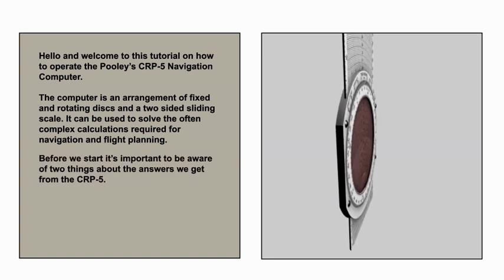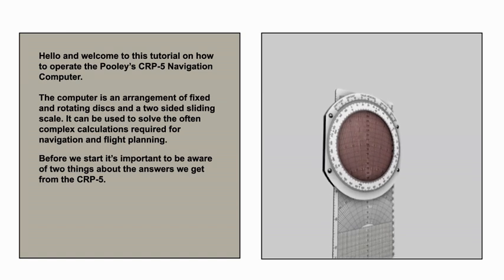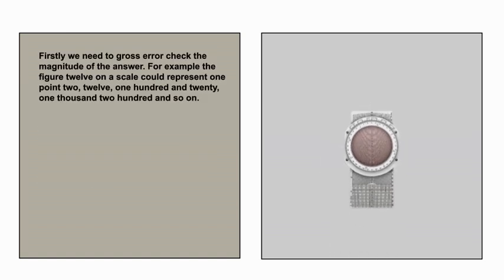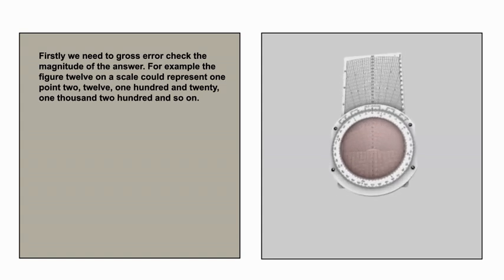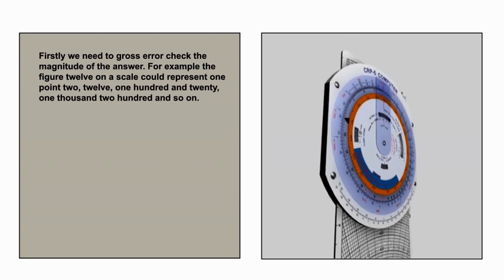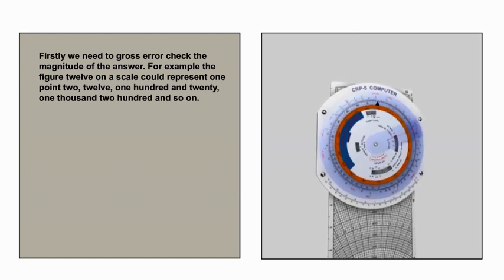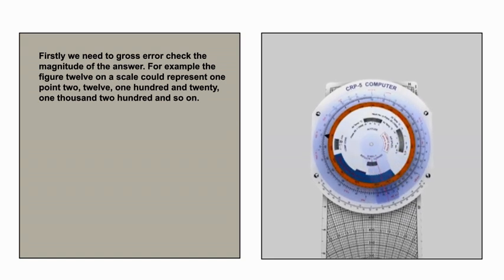Before we start, it's important to be aware of two things about the answers we get from the CRP-5. Firstly, we need to gross error check the magnitude of the answer. For example, the figure 12 on a scale could represent 1.2, 12, 120, 1,200 and so on.